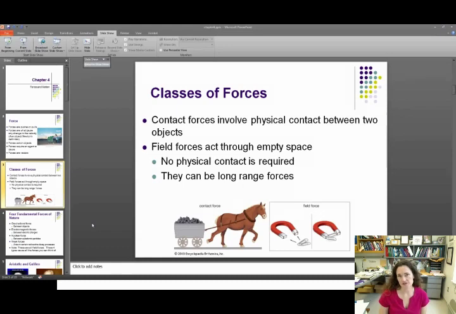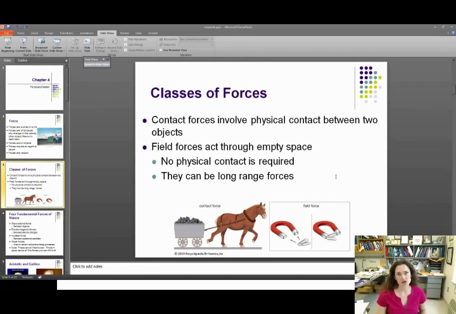Contact forces involve physical contact between the two objects. In other words, the two objects must be touching in order for the force to happen. This would be like a punch or a push or pulling on a rope, or here we show the horse hooked to a harness, which is pulling on the rope, which pulls the cart. So all those things are touching.